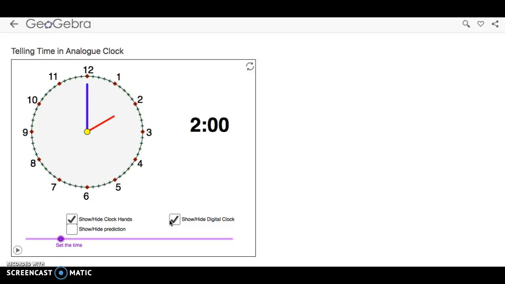Emma, can you come move our clock to 4 o'clock p.m.? This is going to be a bit of a challenge because we are now moving 2 hours forward. Let's check to see if you're correct. Great job, Emma.